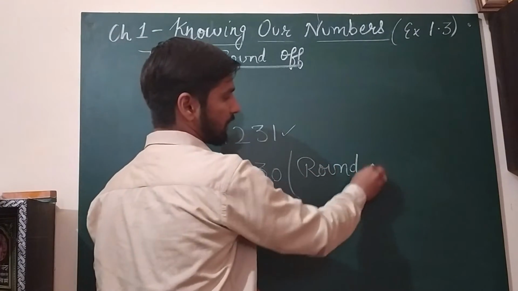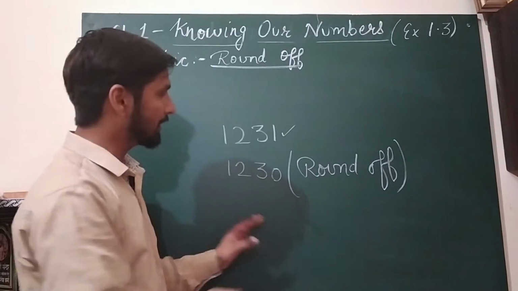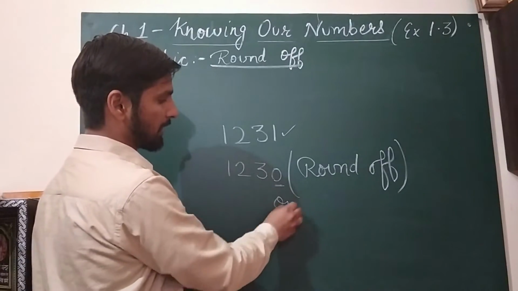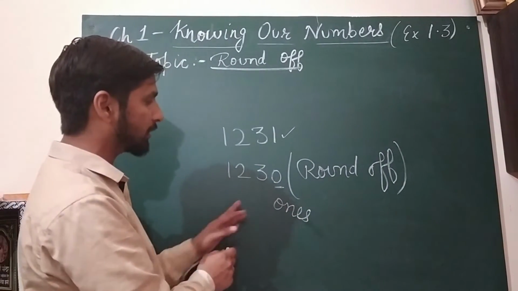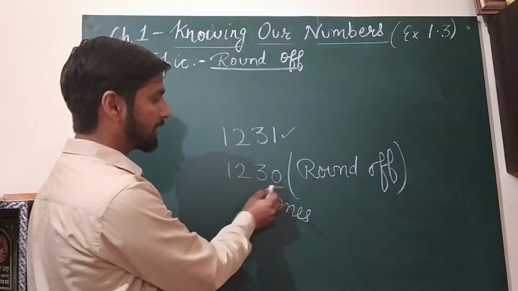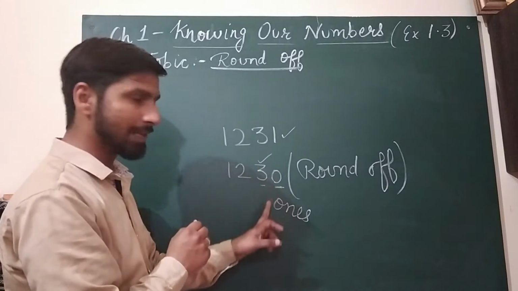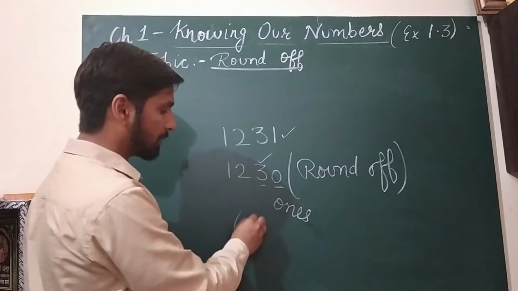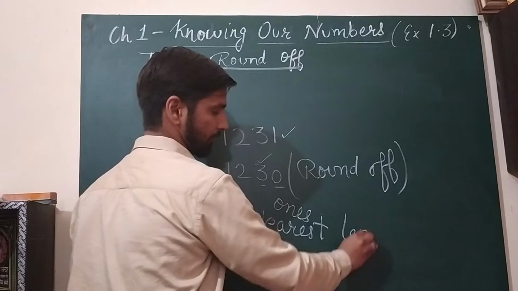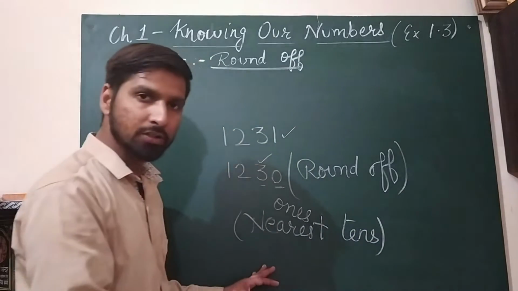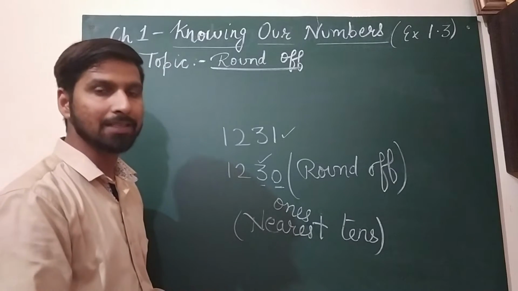Now if I talk about the place, this place is ones, and you all know round off is always considered for the digit which is nearest to it. The digit nearest to ones is tens. So in this example I am rounding off the number to nearest tens. We can also round off the number to nearest 100. Let's move to another example.